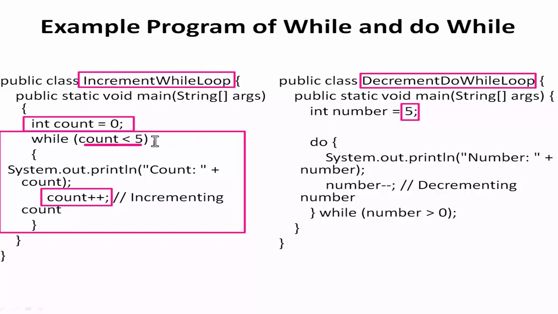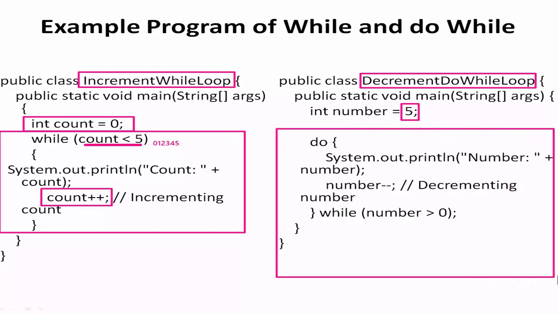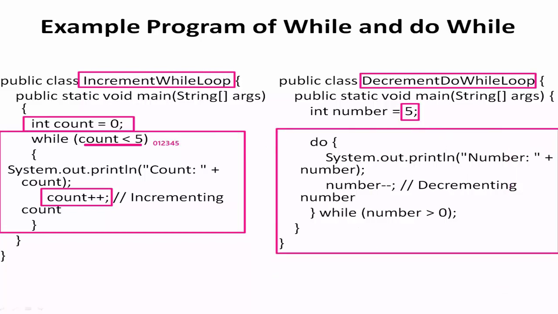So first initially count will be 0, 0 less than 5, which is true. So after incrementing, it will become 1, 1 less than 5, next 2 less than 5, next 3 less than 5, 4 less than 5. So next whenever 5 is there, so 5 less than 5, which is false, then it is going to exit from the loop.